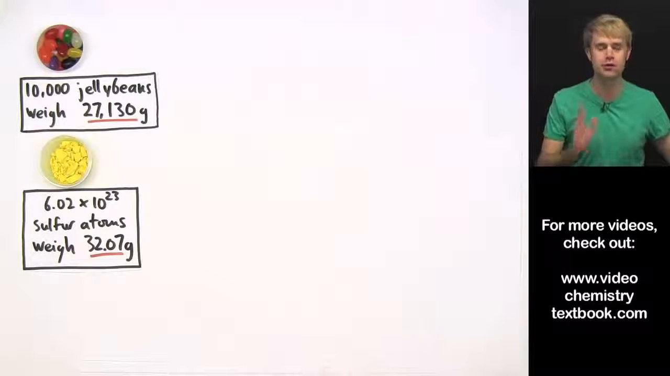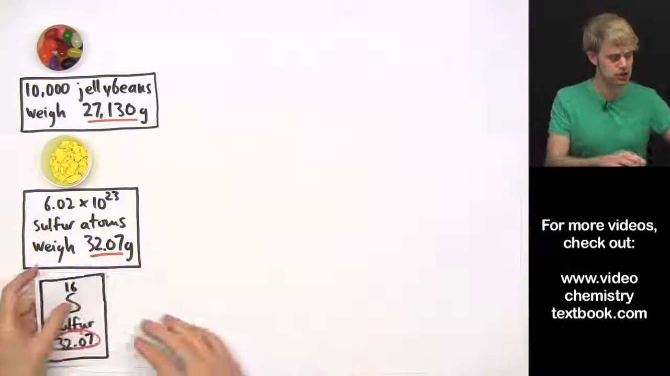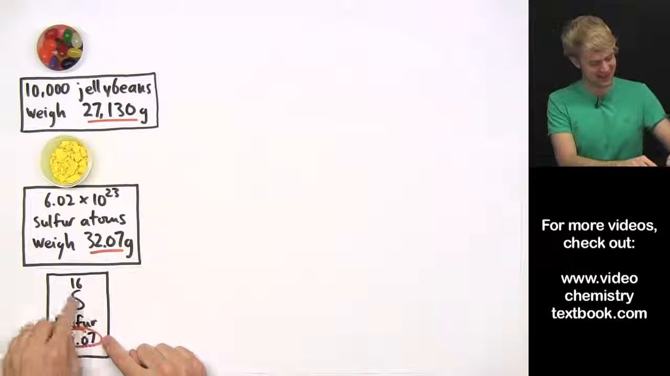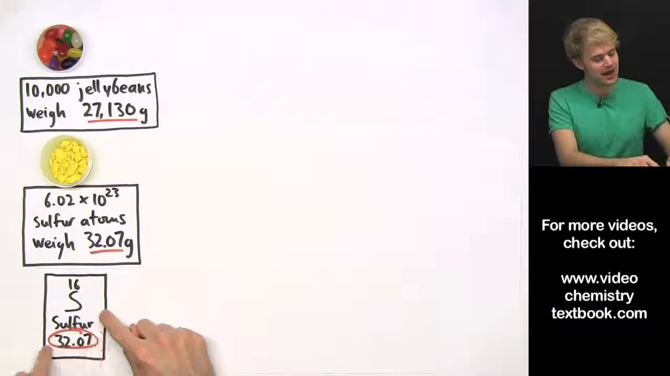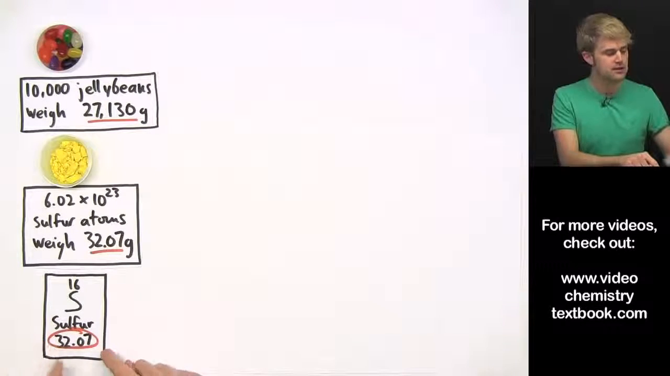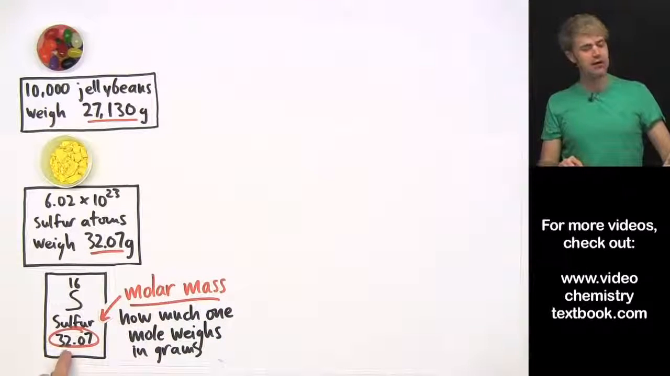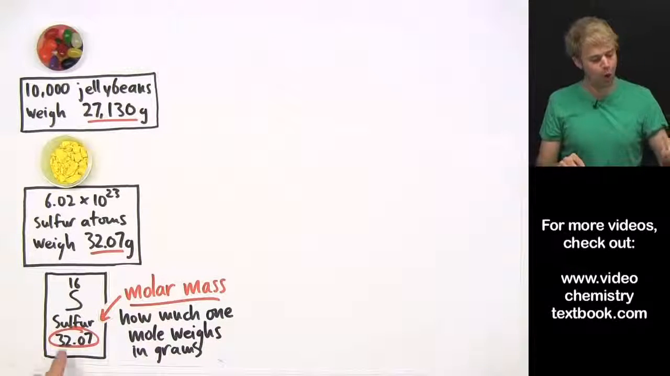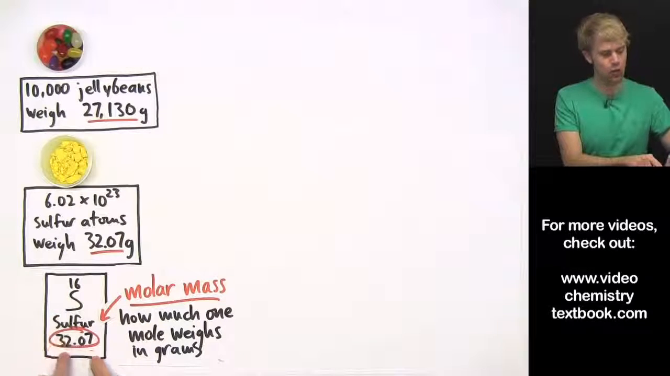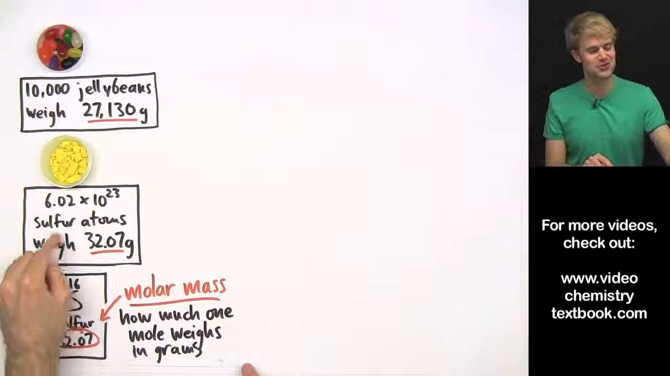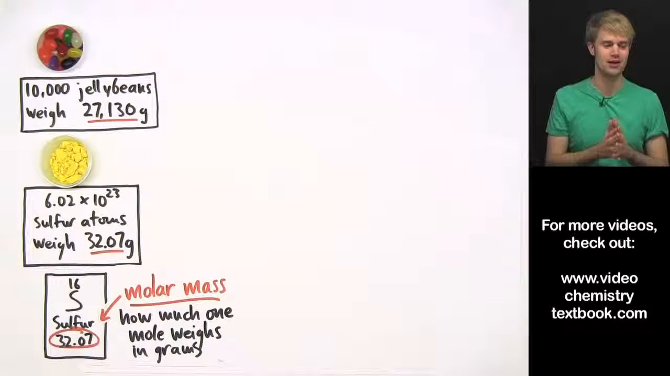Well, all you got to do is look at the periodic table. If I look sulfur up on the periodic table, I've got the element name and the abbreviation and stuff, and then I got this number down here. This is what we call the molar mass. And this number down here tells us how much one mole of this element weighs in grams. So 32.07 is how much one mole, 602 hexillion sulfur atoms, weighs.